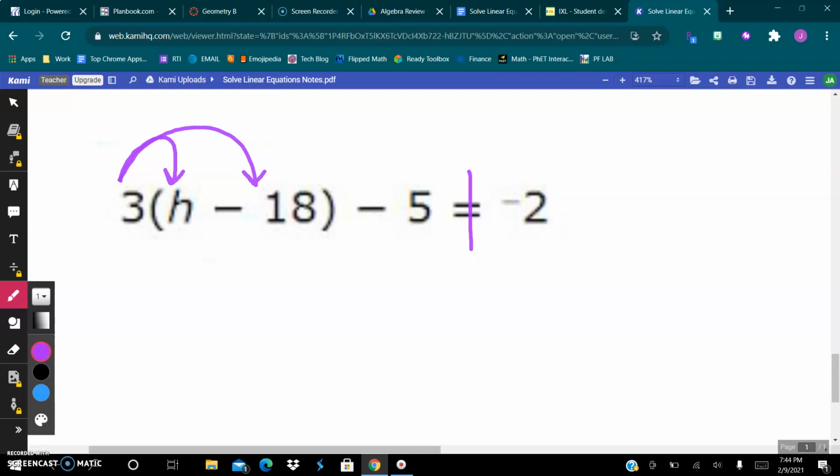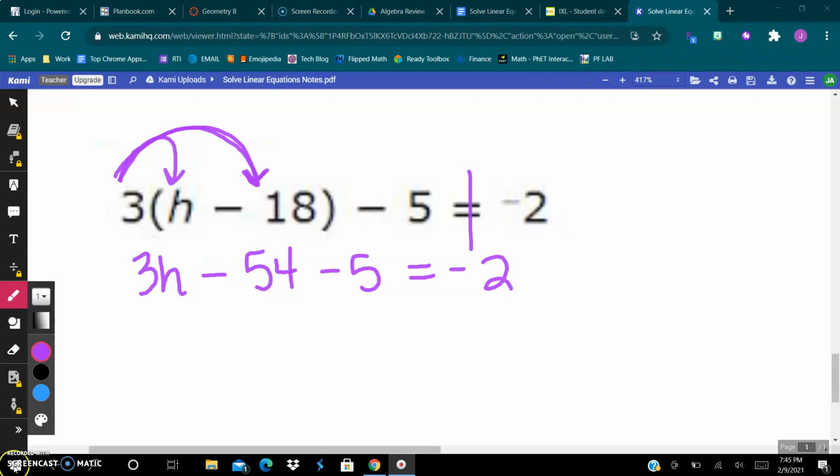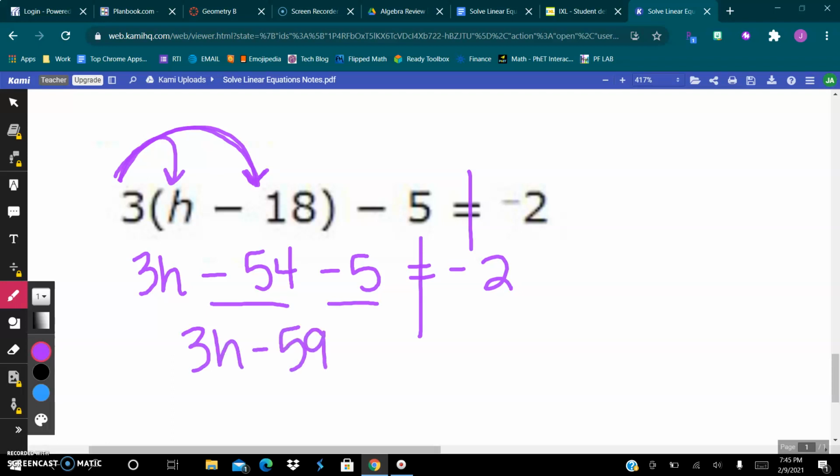So we have to do 3 times h would give us 3h. Then we have to do 3 times negative 18. So that would give us a negative 54. And then we have this minus 5 equals negative 2. Now I have to combine like terms. So again, here's the barrier. I'm going to put negative 54 and negative 5 together on the front. So that would be a negative 59 equals negative 2.